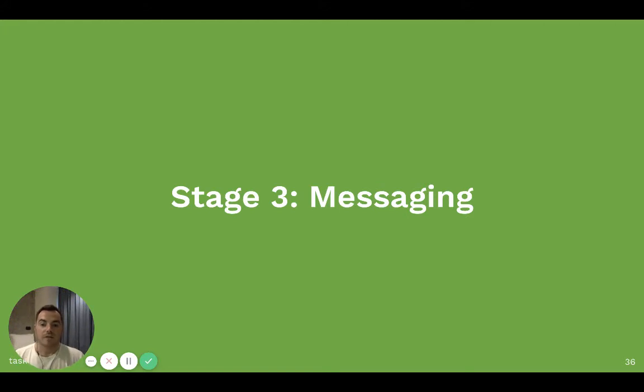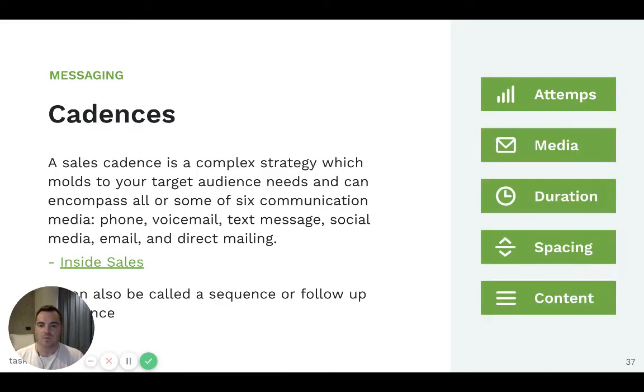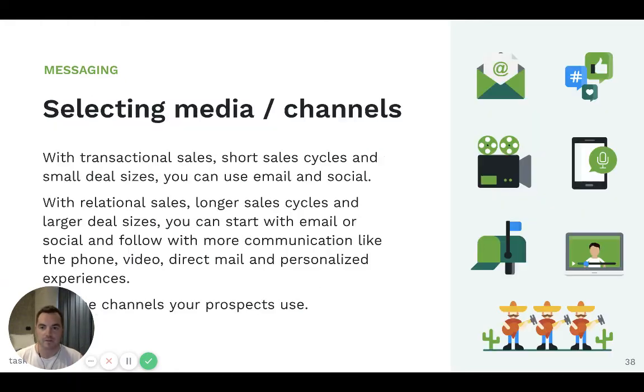So on to stage 3, messaging. When it comes to messaging, people often talk about cadences, and a cadence really is a strategy which molds your target audience needs and encompasses all or some of the communication channels. It can also be called a sequence or a follow-up sequence. And really you're looking at the amount of attempts, the media or the channels that you use, the duration of the follow-up cadence, the spacing, the timing in between those, and the content. What's your actual message going to be?